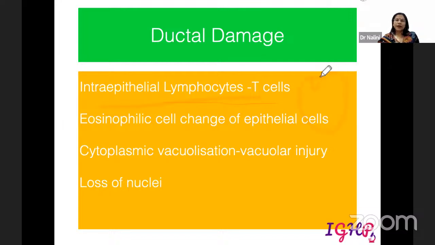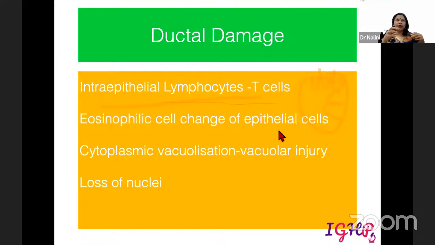So, this is the bile duct here, and you could find the presence of these lymphocytes which are coming into the bile duct. So, presence of intraepithelial lymphocytes is very specific for a ductal related damage, and that indicates that there is some ductulitis going on there. Then as a result of this damage which is occurring to these ducts, you are going to find the eosinophilic cell change of the epithelial cells.